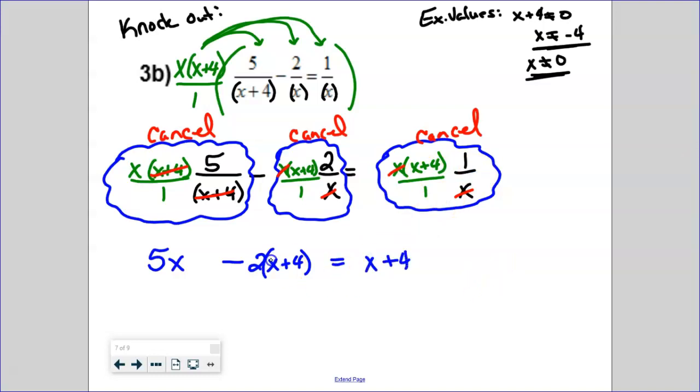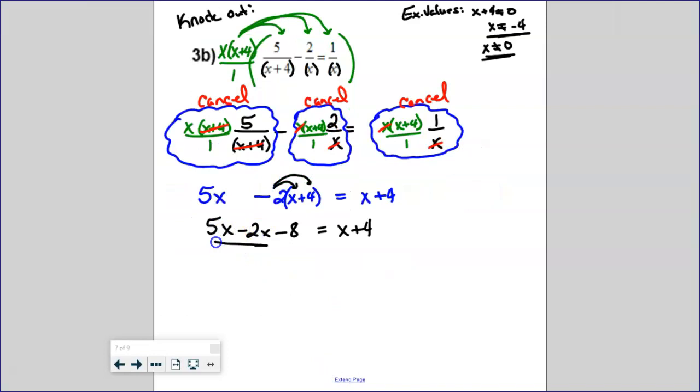Okay, so now you have an equation. This happens to be a linear equation that we're going to solve. But first I got to clean it up a little bit. This left side's a hot mess. All right, so we got a 5x. We have a minus 2x. This will become a minus 8. Still equals x plus 4. Collect your like terms over here, right? This is a 3x.